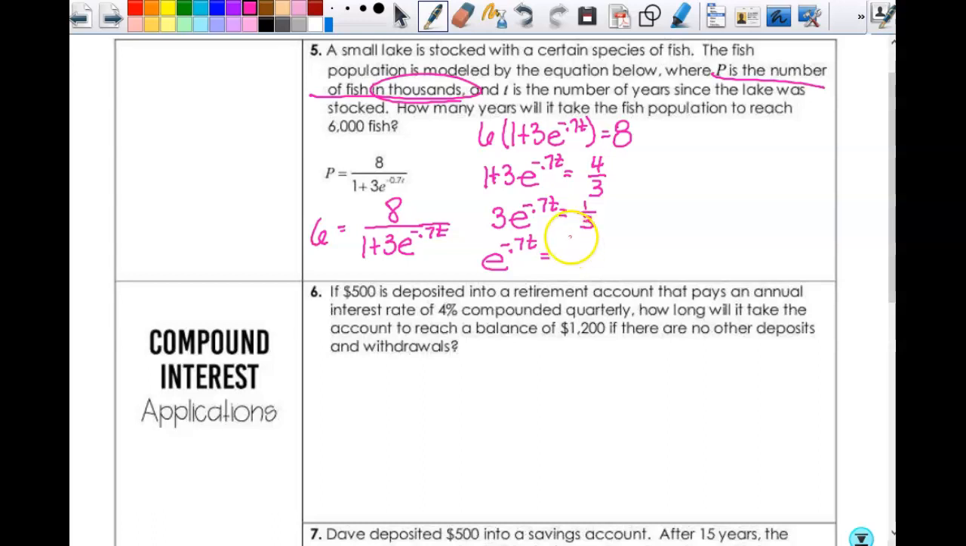Not 1, 1/9. Dividing by 3 is the same as multiplying by 1/3. Now I can take the natural log of both sides. So the natural log of e to the negative 0.7t power equals the natural log of 1/9. What do we know about the natural log of e? It's 1. So when this comes out front, we get negative 0.7t times 1, so I don't need that, the natural log of 1/9. So then t is equal to the natural log of 1/9 divided by negative 0.7.